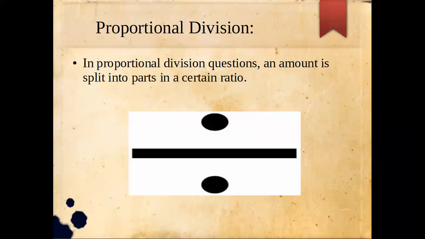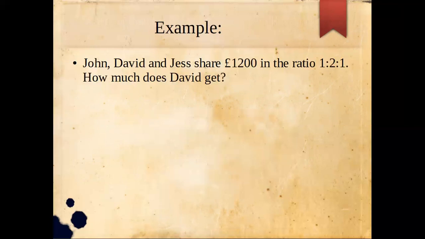Okay, so now on to proportional division. In proportional division questions, an amount is split into parts in a certain ratio. So usually in the exams, they say, these people share money in a ratio. How much does one person get? Okay, so for example, John, David, and Jess share £1,200 in the ratio 1 to 2 to 1.